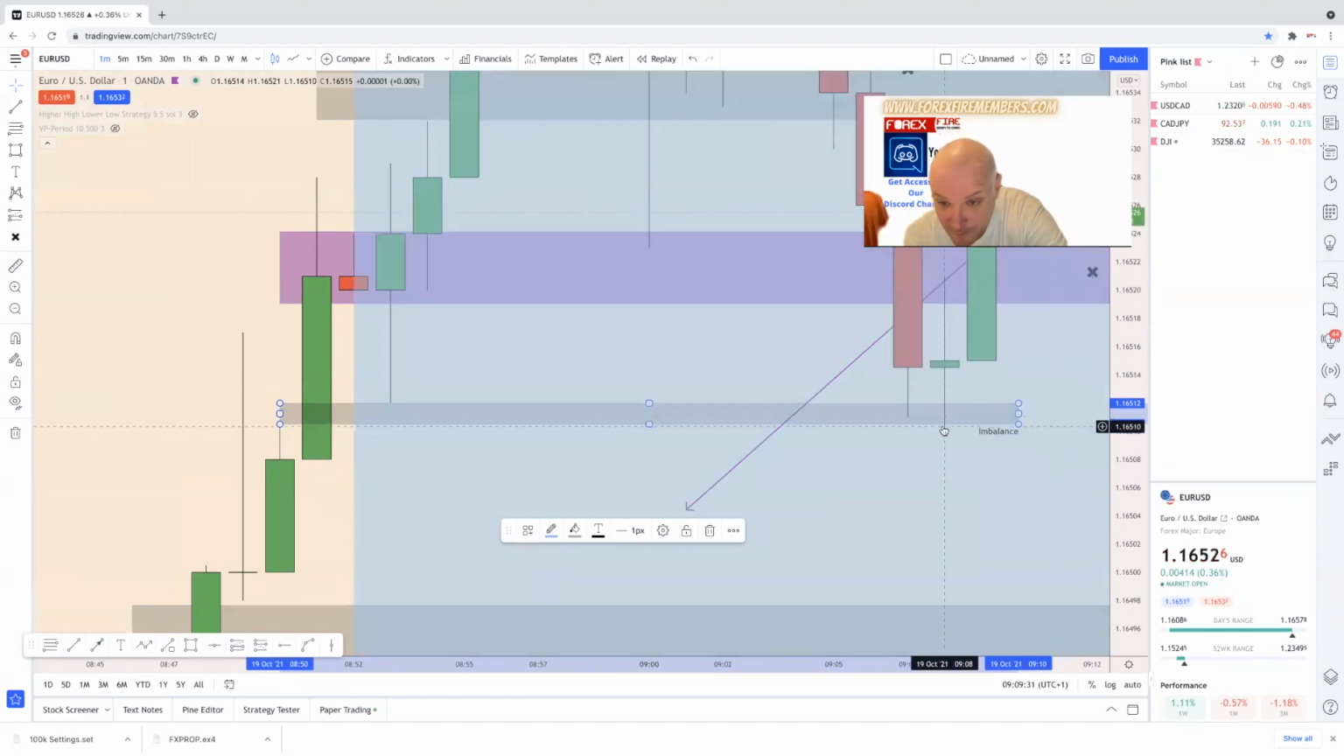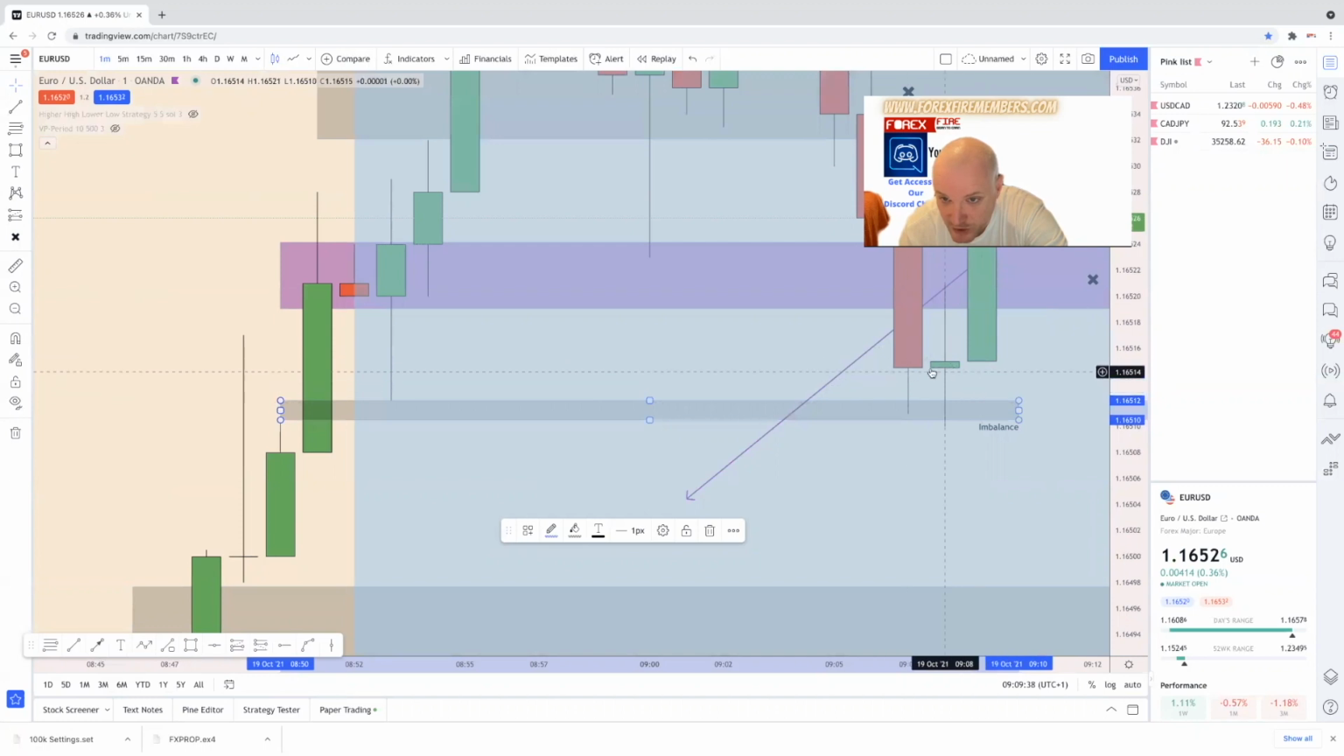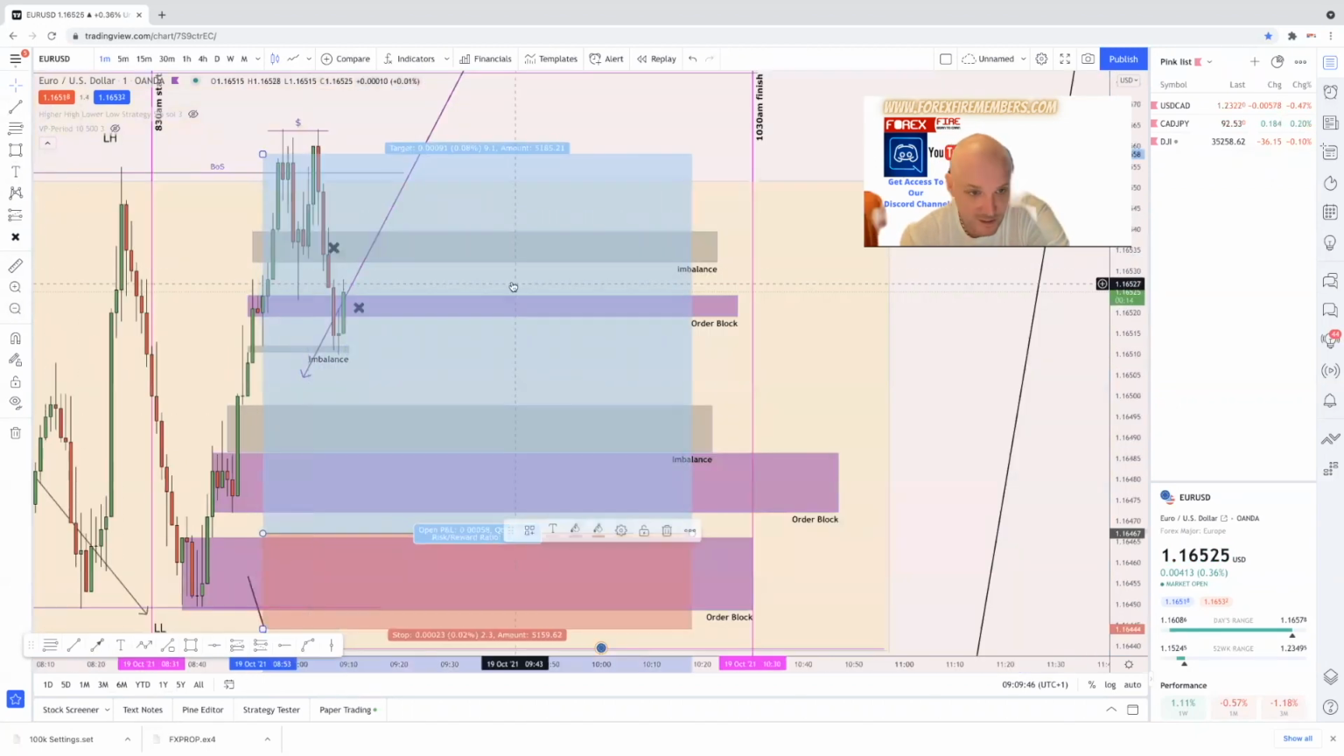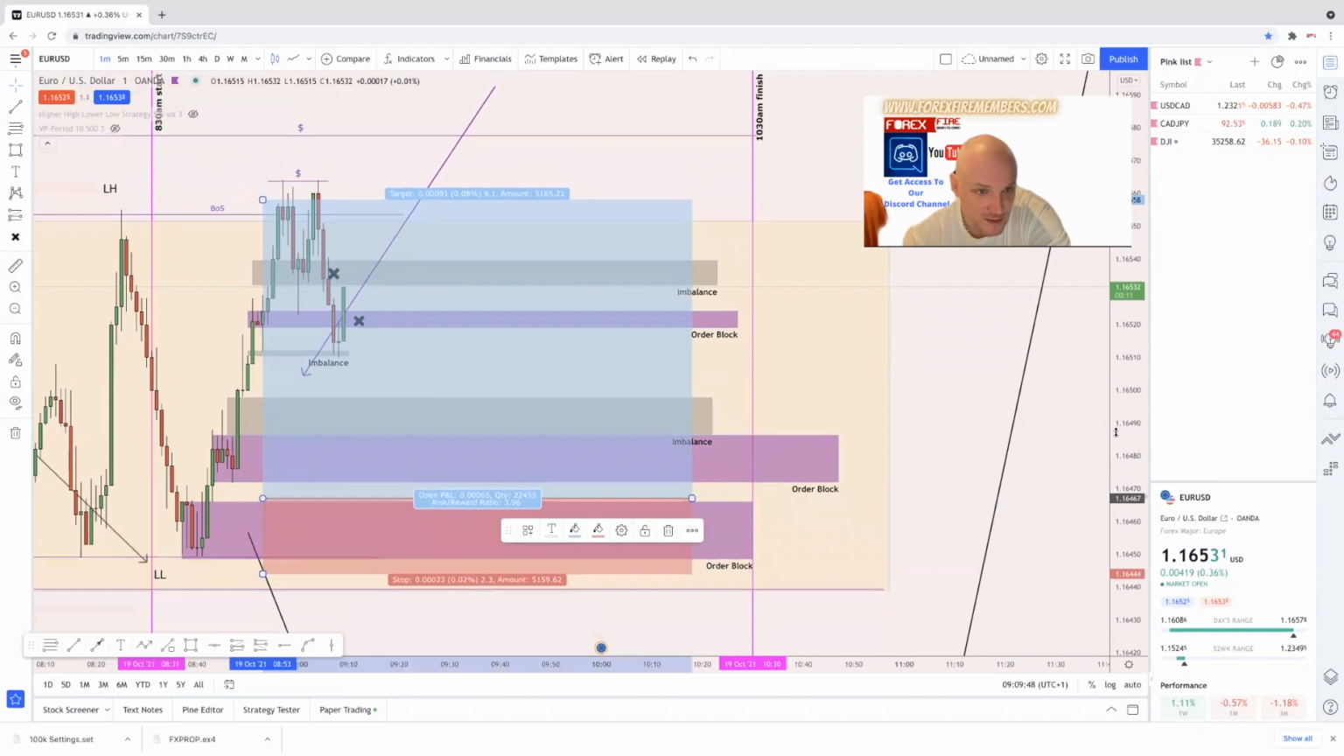So that mitigated beautifully at the 50%, but it wasn't finished. It comes straight back in with a doji candle, and it smashed through and took all the price action from that. So again, it just shows you the importance.